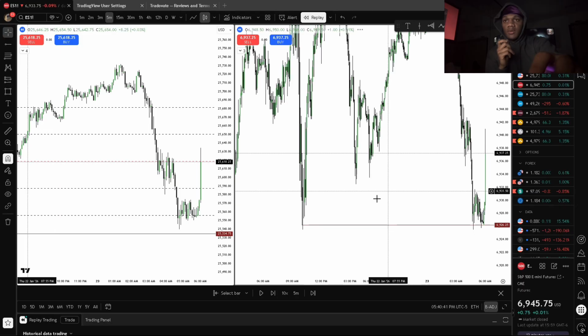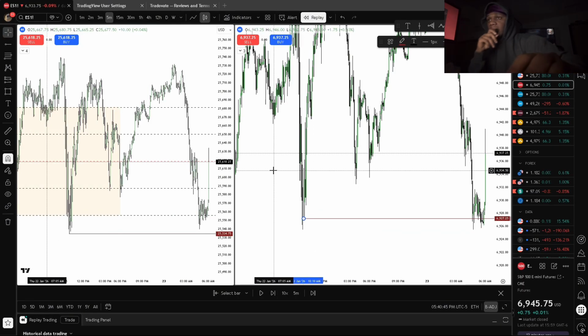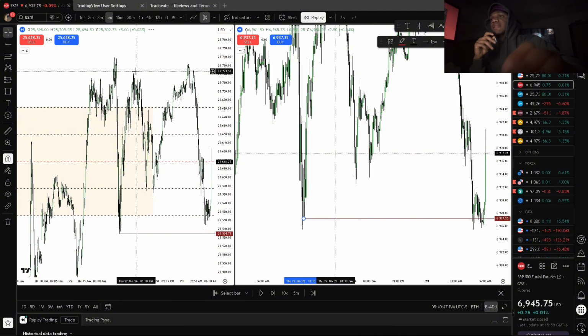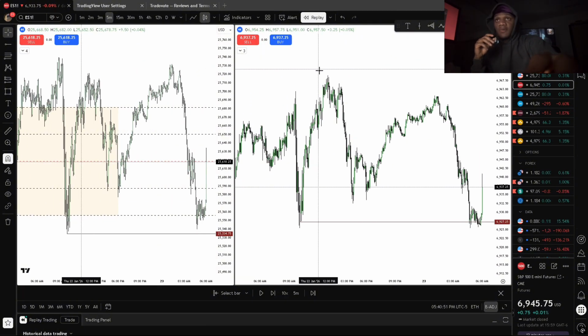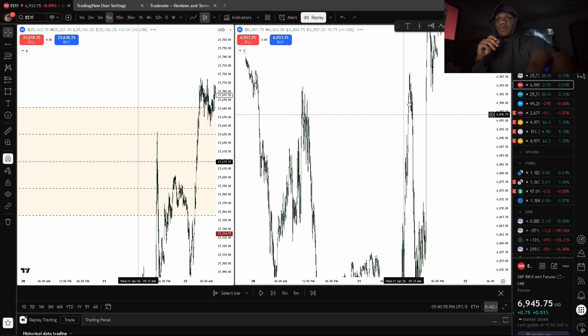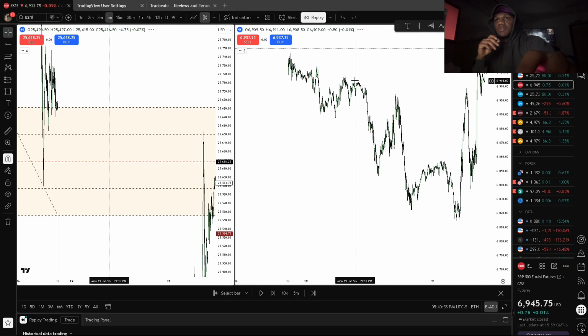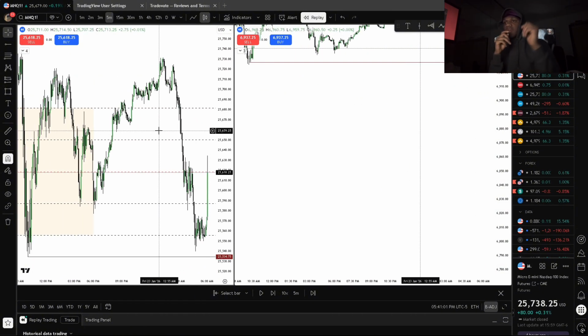Price pumps up, and we literally leave these relative equal lows right here, right? And whenever there's relative equal lows or highs, that doesn't mean we absolutely have to see them. You can see in a lot of cases, we left relative equal highs up here, we left relative equal lows down here, we left relative equal highs right here before coming up and sweeping them, right?